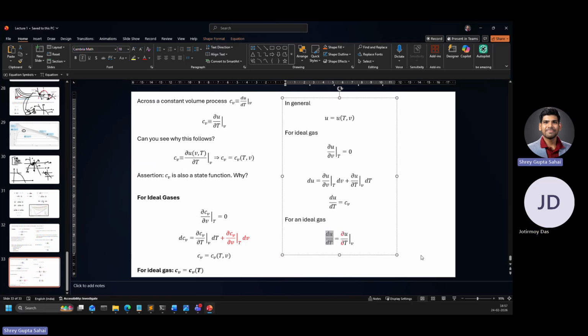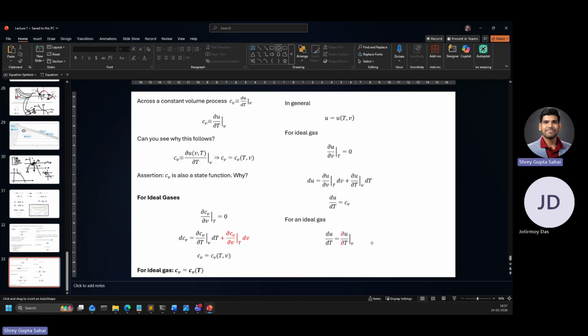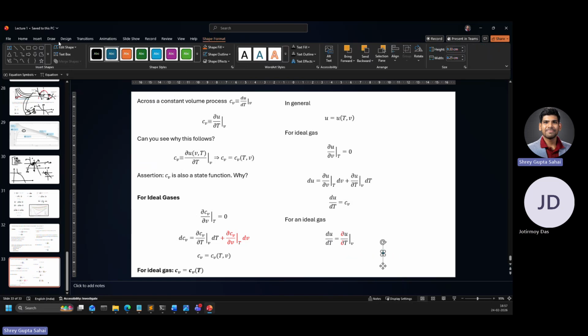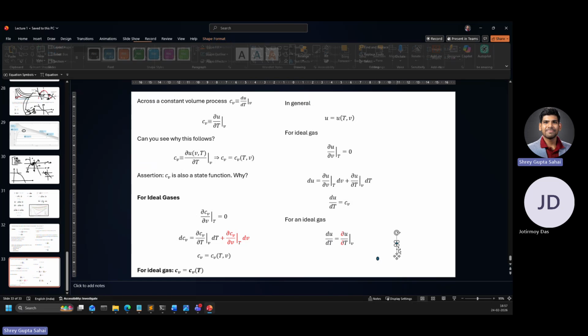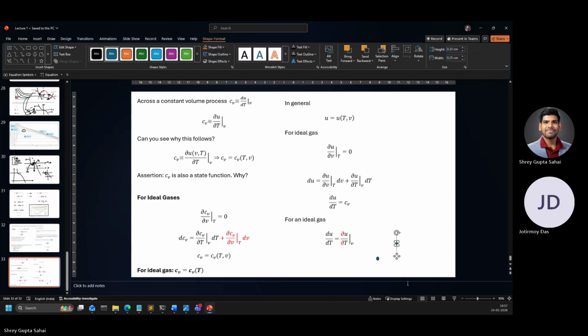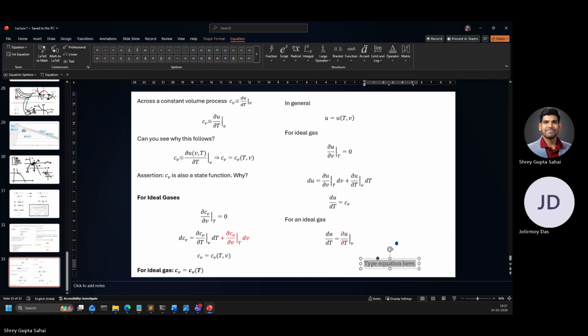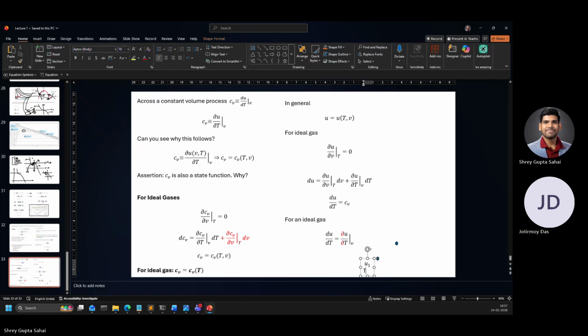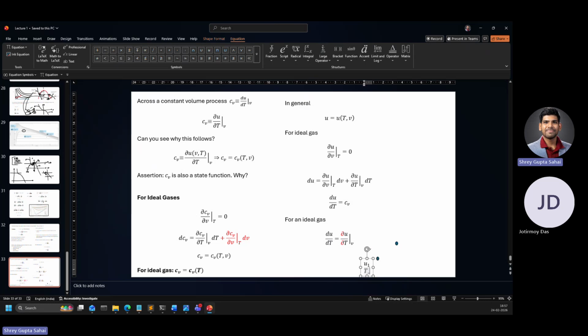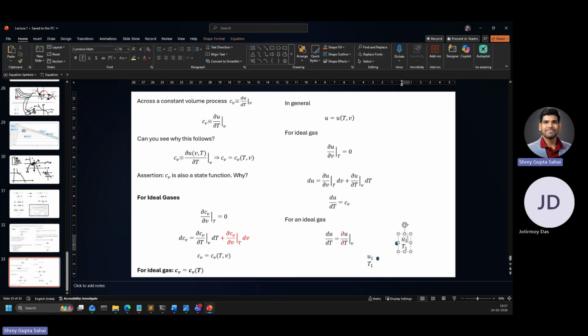Now, what do I mean? This is important. Suppose there was this state and there was another state. So what I do is, this is, say, U1, T1, dT. And this is U2, T2.